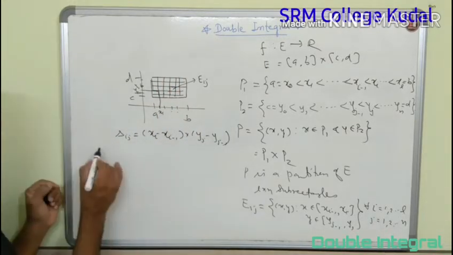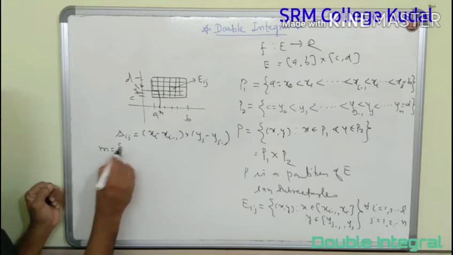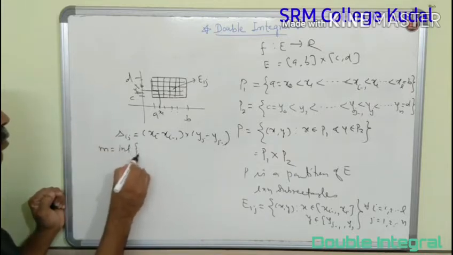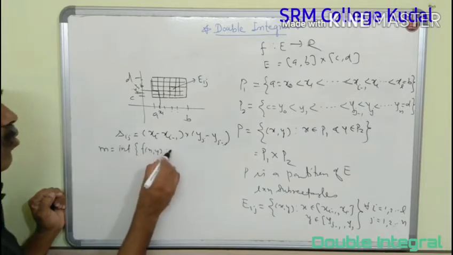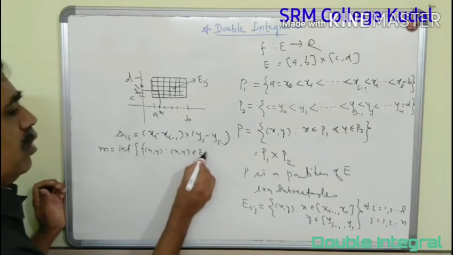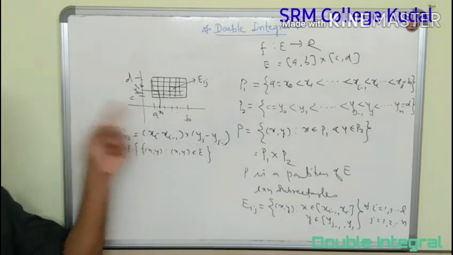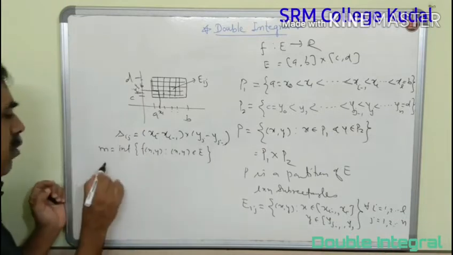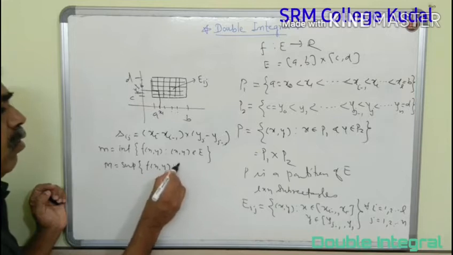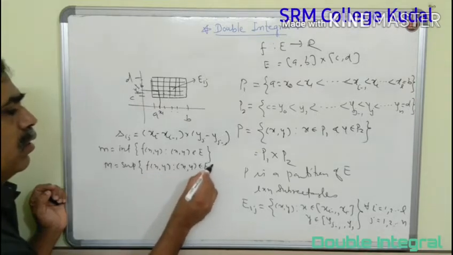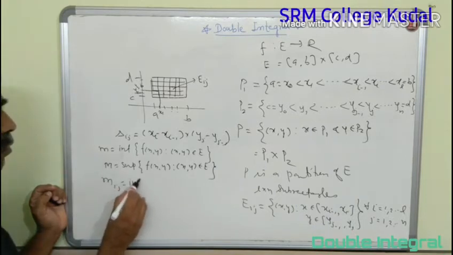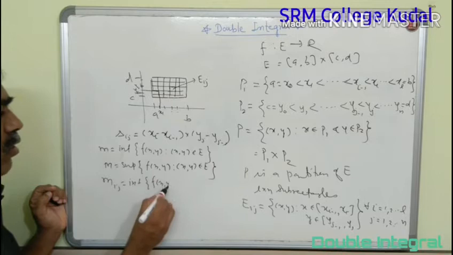Okay, so what I will do is now, suppose small m is the infimum of f of (x,y) such that (x,y) belongs to E. So this is the infimum of f on whole of E. Suppose capital M is the supremum of f on whole of E.